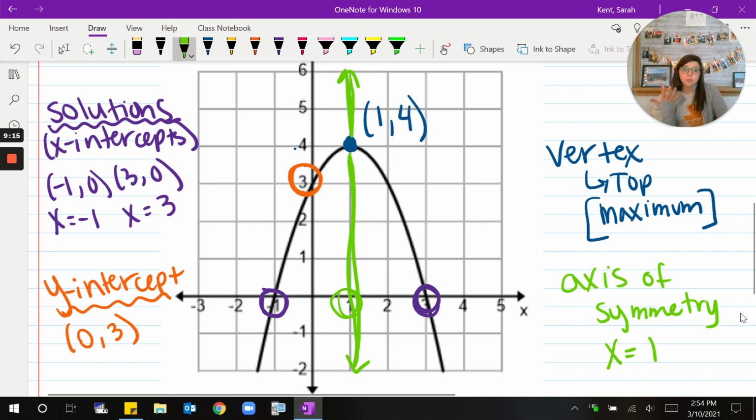So on your practice, you will have a lot where you just have to tell what are the solutions, what is the vertex, what is the axis of symmetry. If you need help figuring any of these out or remembering what the difference is, please ask me or ask Ms. B. Otherwise, good luck.